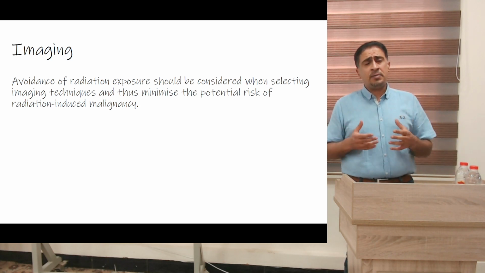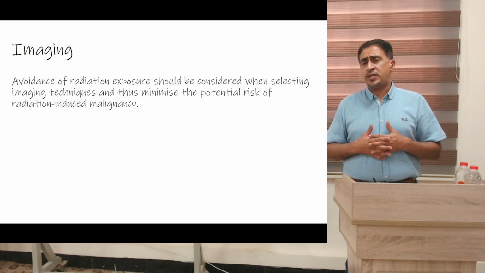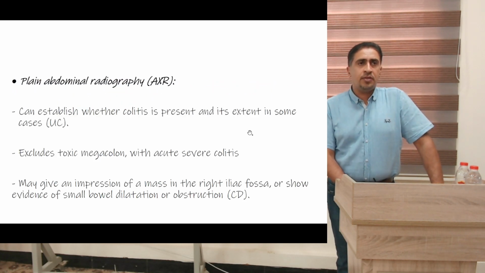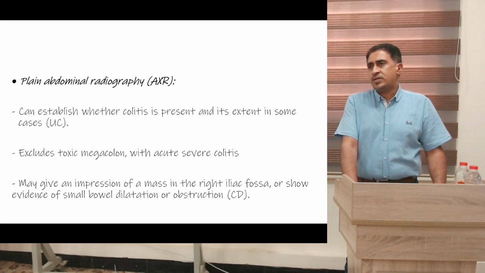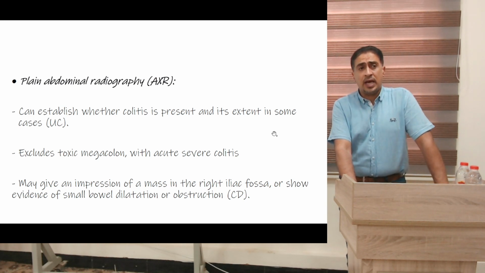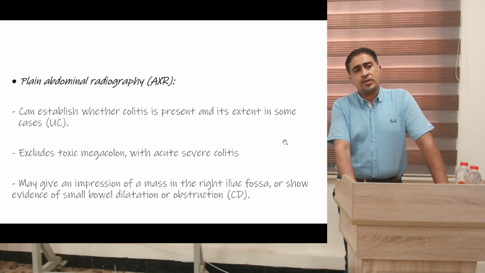So keep in mind, MRE is magnetic resonance enterography. It doesn't need any radiation, so it is safer to use in those patients. Plain X-ray can establish the diagnosis in patients with extensive colitis and exclude toxic megacolon in patients with severe colitis, and may give you an impression about the presence of a mass in the right iliac fossa in patients with Crohn's disease with features of small bowel obstruction.